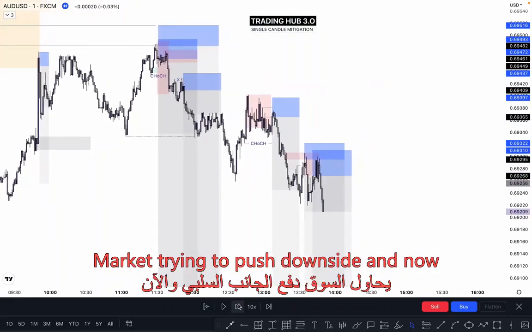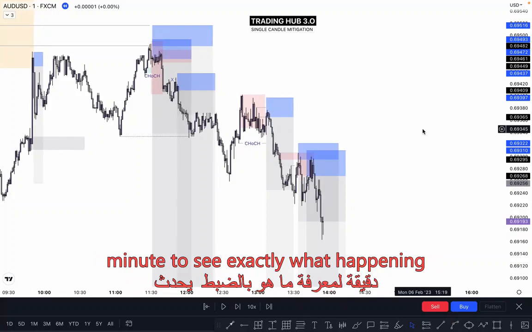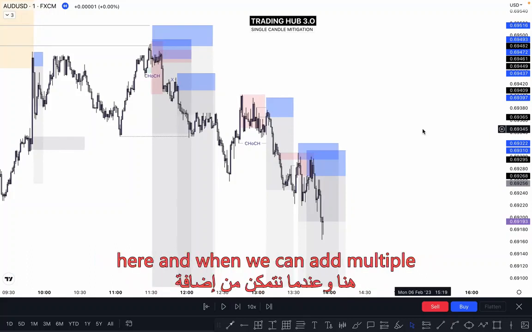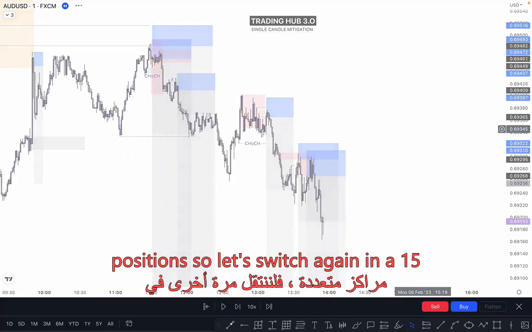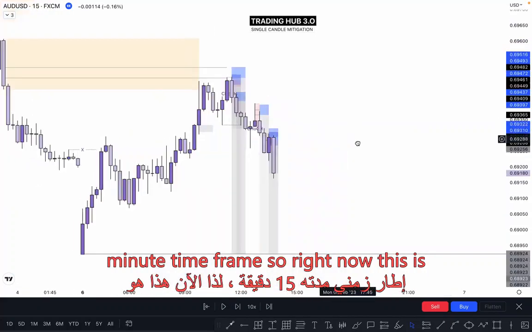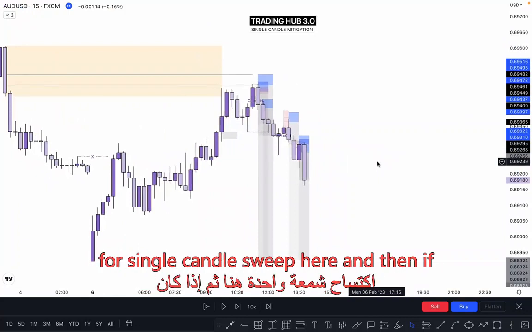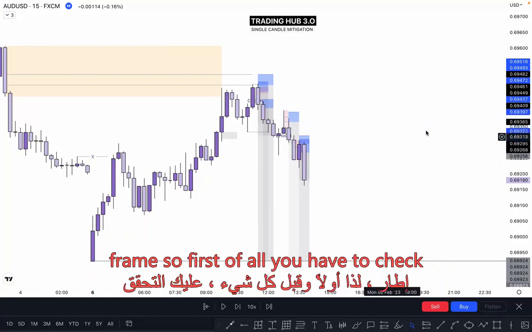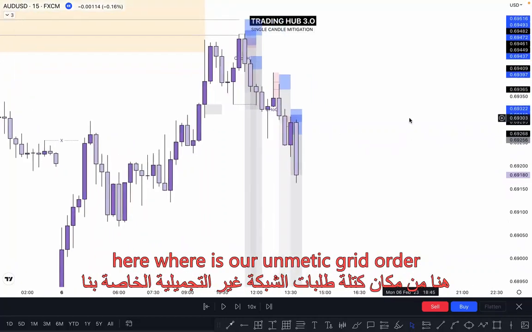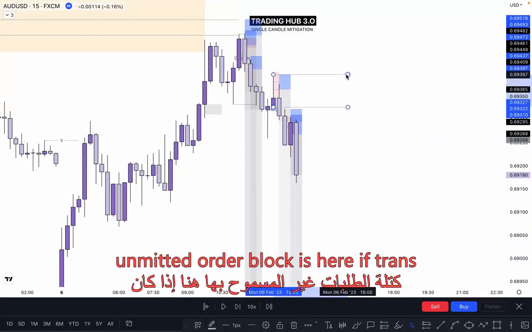All right, market is trying to push downside, and now you have to switch here again in the 15-minute to see exactly what is happening here and when we can add multiple positions. So let's switch again to the 15-minute time frame. So right now this is our 15-minute chart, and you have to wait for a single candle sweep here, and then we can again switch to the 1-minute time frame. So first of all, you have to check where our unmitigated order block is. So this one is our unmitigated order block.